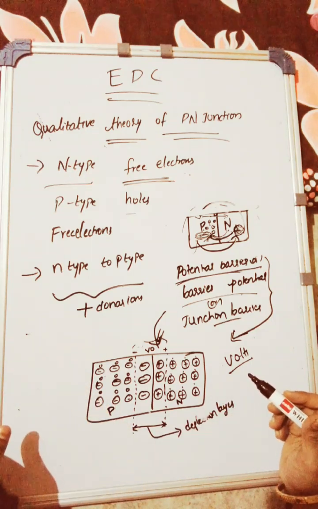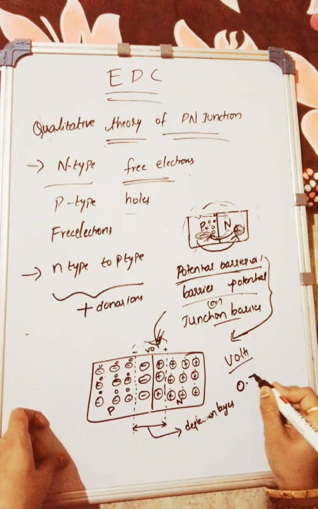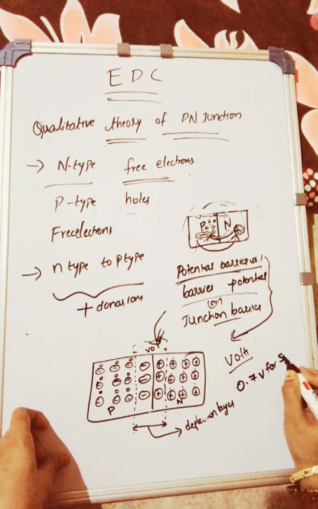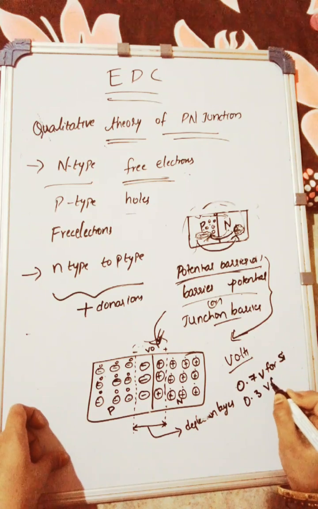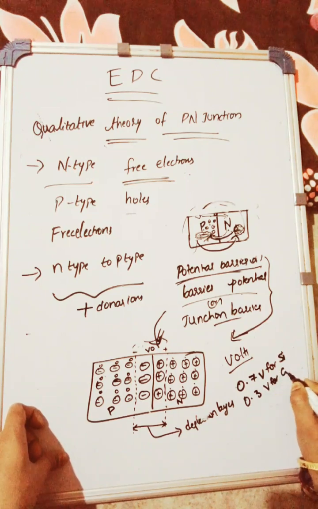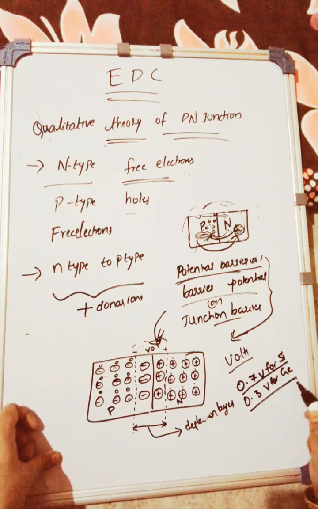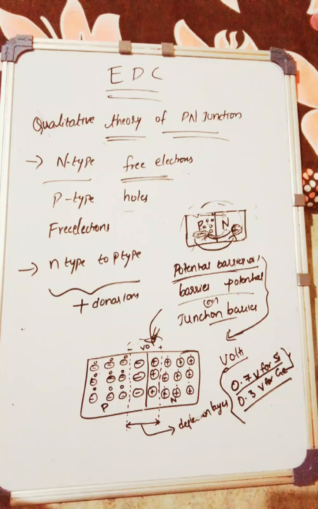The potential barrier is approximately 0.7 volts for silicon and 0.3 volts for germanium. 0.7 volts for silicon, 0.3 volts for germanium. You have to remember this one because these two are the ones we use most for semiconductors.